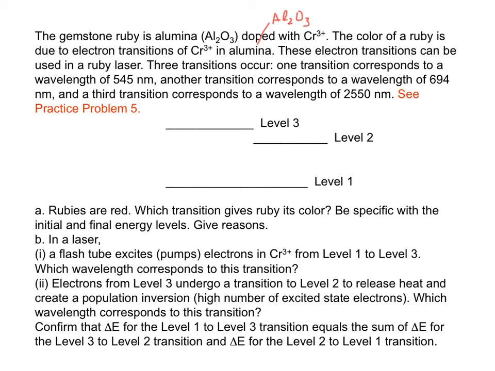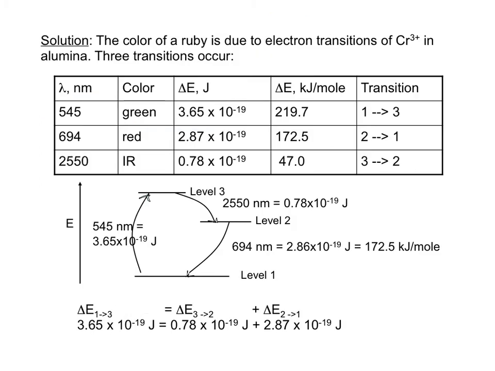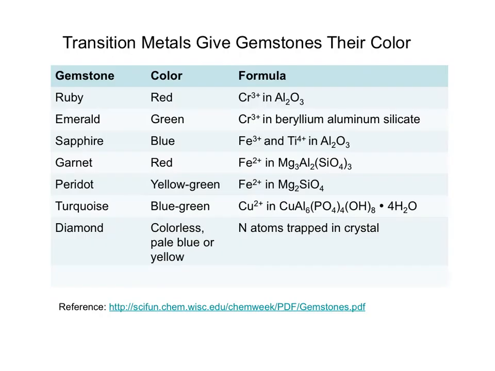And the answers are: the level 2 to level 1 transition gives ruby its color. The level 1 to level 3 transition occurs when this wavelength of light is absorbed. The level 3 to level 2 transition emits 2550 nanometer infrared light. And these energies should add up. These are the substances that give different gemstones their color. The energy states in a metal ion change when the mineral is different.